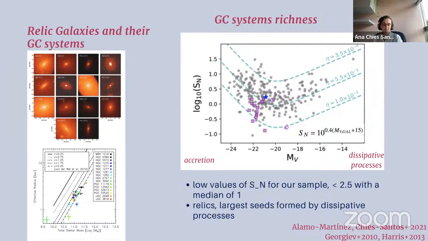And in this figure shown here, we have the specific frequency parameter versus the host galaxy absolute magnitude in the V band for our sample, and a compilation of galaxies from the literature, which comprises a sample of around 400 ETGs, early type galaxies. And the dashed cyan lines represent theoretical predictions, assuming a fixed GC formation efficiency per total halo mass. And we find low values of specific frequency for our sample, less than 2.5, with a median of 1.